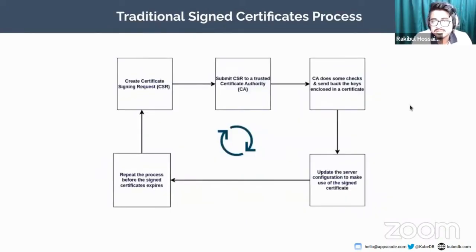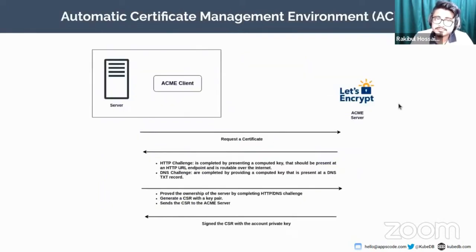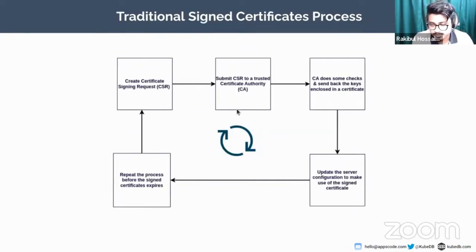So at first, the traditional SSL certificates. To generate a traditional SSL certificate, the user first creates a certificate signing request, CSR, and then submits it to a trusted certificate authority, CA. And then the CA does some checks to verify the ownership of the domain, and then sends back the keys enclosed in a certificate. After getting the certificate, the user needs to update the server configuration to make use of the signed certificate, and then repeat the same process before the certificate expires. So this process is very complex and time consuming, and sometimes users forget to renew the certificates.